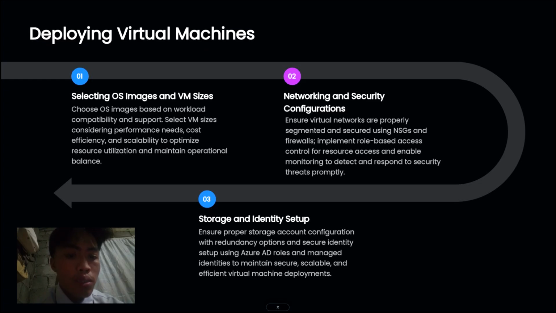Deploying a virtual machine. Selecting OS image and VM sizes. Choose the OS image based on workload, compatibility, and support. Select the VM size, considering performance needs, cost efficiency, and scalability to optimize resource utilization and maintain operational balance.